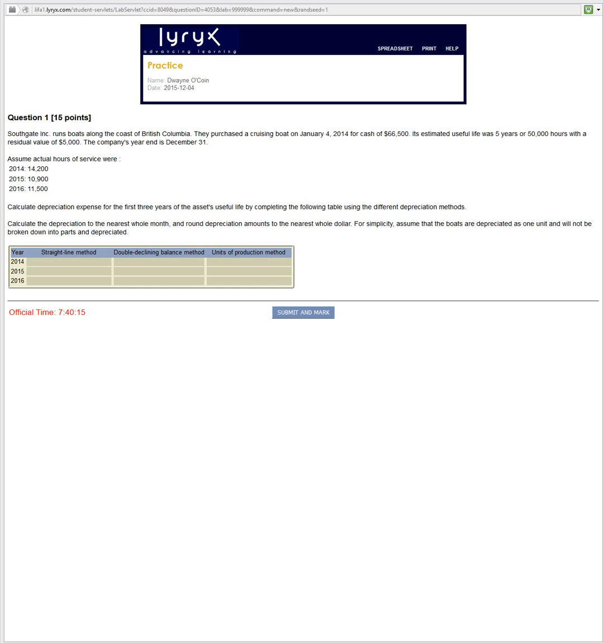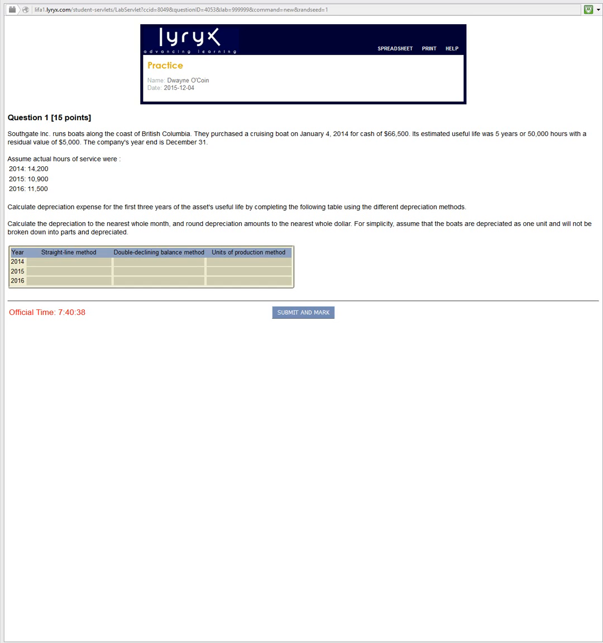They bought a new boat for $66,500 on January the 4th of 2014, which is essentially the beginning of the year. Estimated useful life is 5 years or 50,000 hours. Residual value is 5,000, and the year end is December the 31st. Actual hours of service are given. We'll use that for the units of production method, of course.